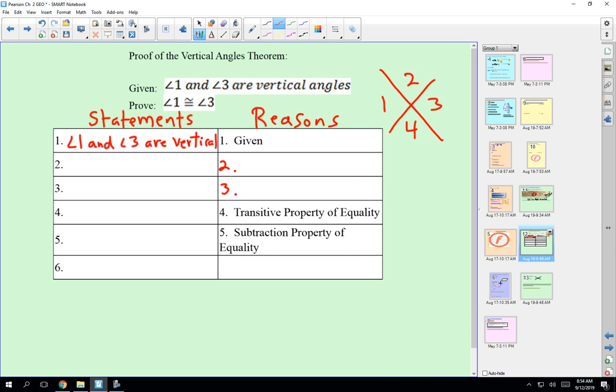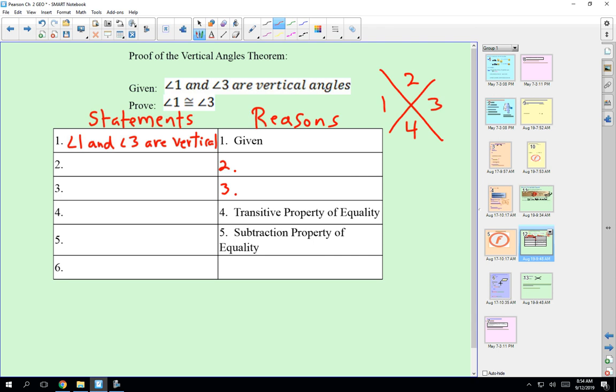And then the last step on there, what does your last reason say? Those are the same measure. Okay. So that's just transitioning from the measures being equal to them being congruent. The congruent symbol looks like this, and we're going to just transition to that. So you have to kind of write small in the statements. You ready? It'll be like this.